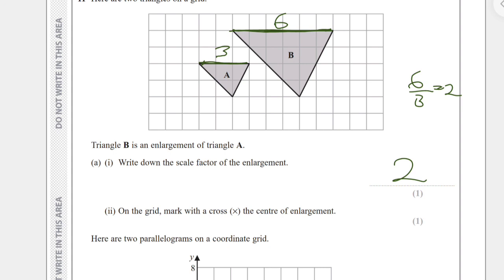On the grid, mark with a cross X the center of enlargement. If we go from this point, we are going 2 squares backward and 2 squares downward. If we repeat that one more time, 2 squares backward, 2 squares downward, this is going to be the point of enlargement.